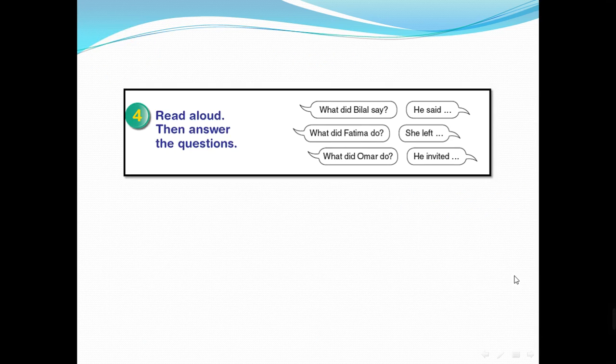And let's move to the fourth activity. Read aloud, then answer the questions. What did Bilal say? So you have to practice speaking with your colleague if you are in the class, or with your father, mother, sister, and brother if you are at home. What did Bilal say? He said, what do you think? Go away, you are not my friend. Very good.